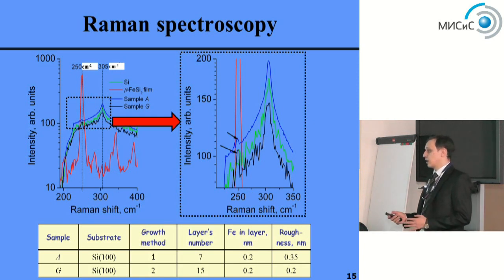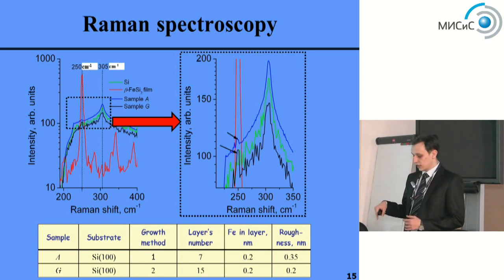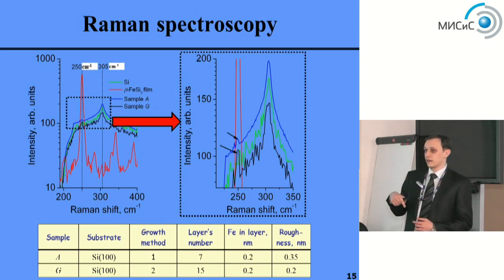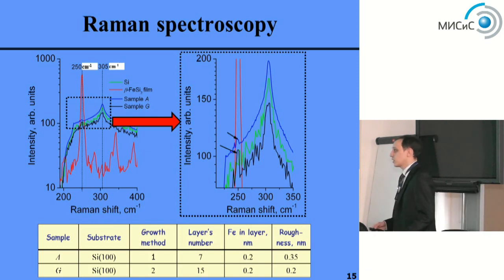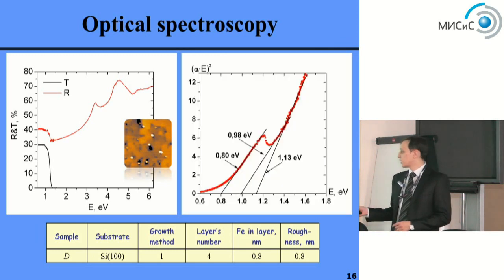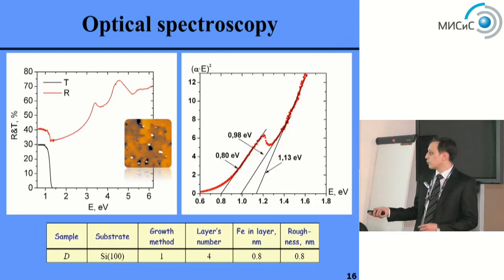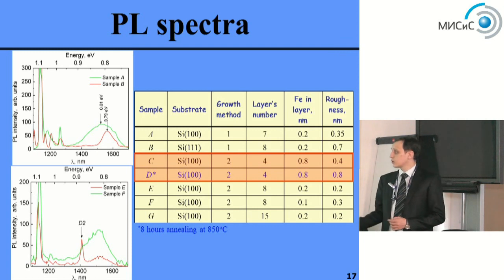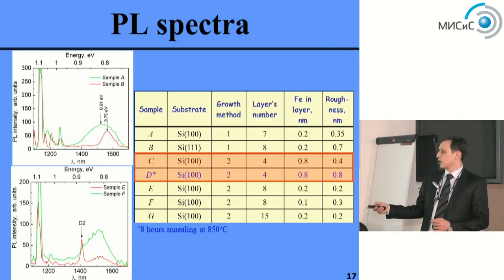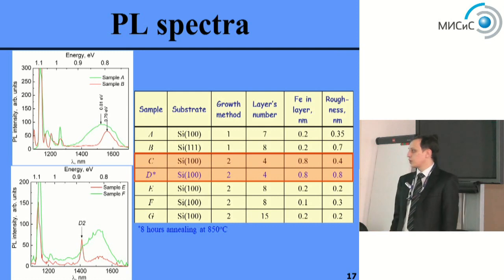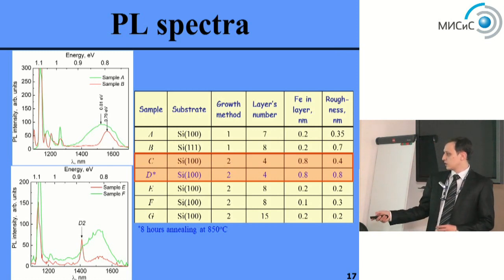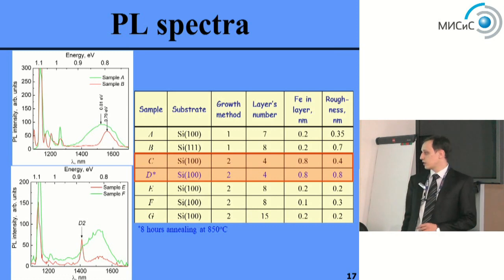It means that we said that iron disilicide is located in the silicon matrix. This investigation we obtained before using high resolution transmission electron microscopy. And by optical properties we obtain the band gap of our iron disilicide. Also, we investigated photoluminescence and obtained very wide photoluminescence peaks at 1.5 microns. But different samples have different spectra.